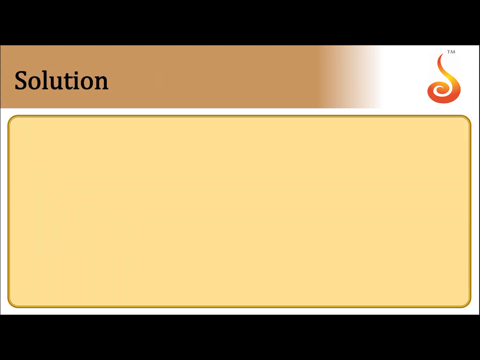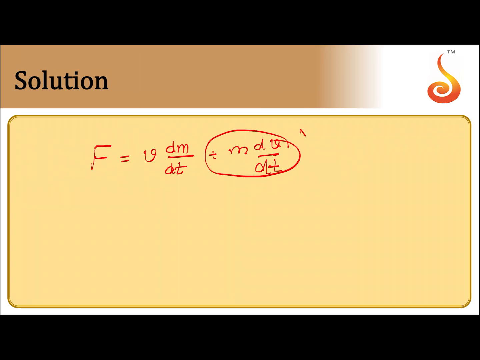Force, that is thrust, is equal to V into dm divided by dt. And of course, we also have the second term, m into dv divided by dt, but at present this part does not come into picture. Moving with a velocity means its velocity is constant. So clearly this part becomes 0.